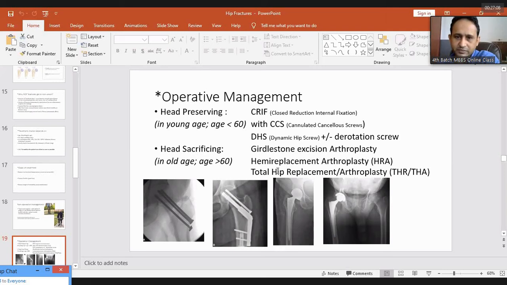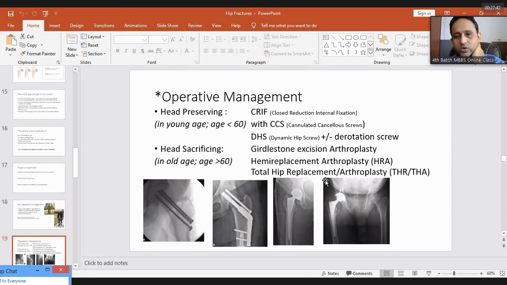So that's either girdle stone excision arthroplasty, which is just taking out the head and leaving the hip, just for enumeration I have given it here. But the 2 important other treatment choices would be hemi replacement arthroplasty, HRA, which is a half hip replacement, where there is a stem and you are giving the head, but you are not touching the acetabulum. The acetabulum is intact, the native acetabulum of the patient, but you only replace the broken head and the neck.